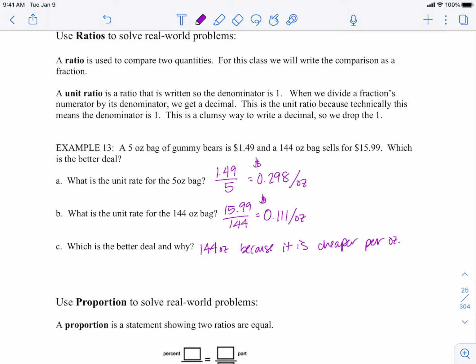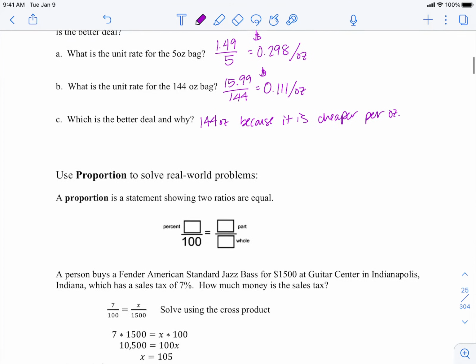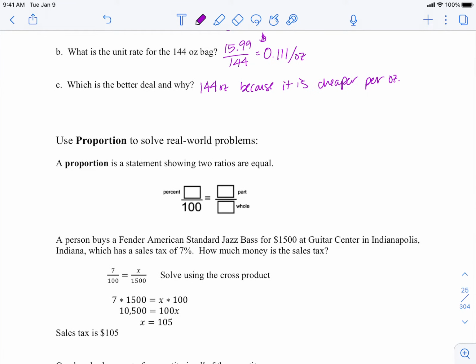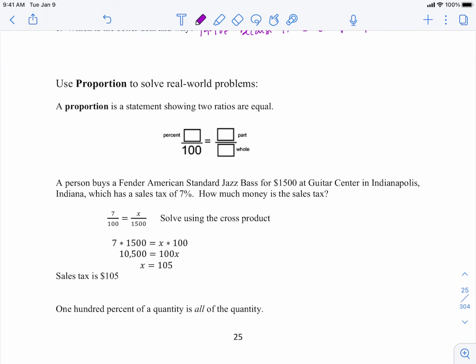Okay, a proportion is a statement showing two ratios are equal. So you have your percent over 100 equals the part over the whole. So this is an example. A person buys a Fender American Standard Jazz bass for $1,500 at Guitar Center in Indianapolis, Indiana, which has a sales tax of 7%. How much money is the sales tax?